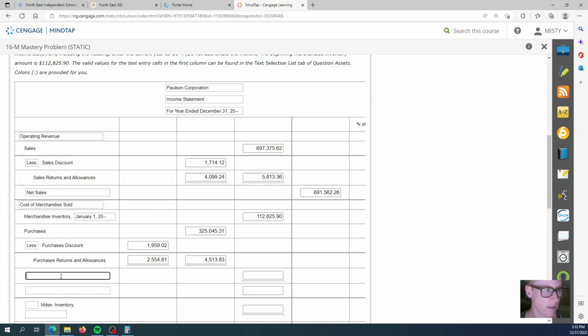Now, what goes here? We have our net sales, right? We have our cost of merchandise sold. And what have we been calculating here? We're trying to come up with our net purchases. Okay, so let's put that here.